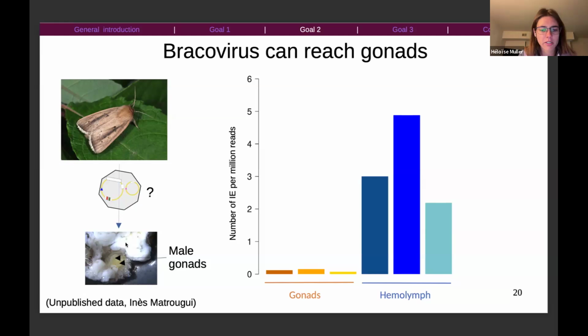For this, she first sequenced some gonads of males that survived parasitism. And she was able to show that in her 3 replicates, there were integrations in the gonads. So this shows that gonads are accessible by the bracoviruses, even though you can see that there are way fewer integrations in gonads than in the hemolymph. However, gonads are composed of both somatic and germinal cells. And here we have no way of knowing in which cells those integrations took place.